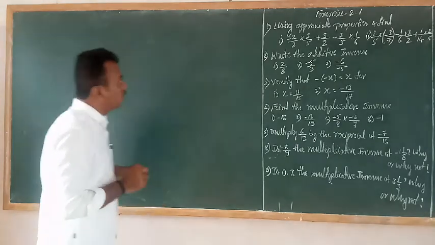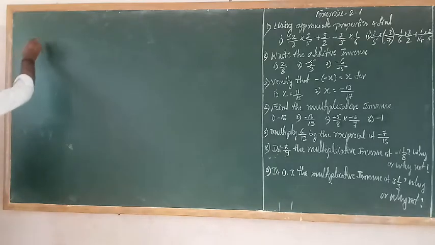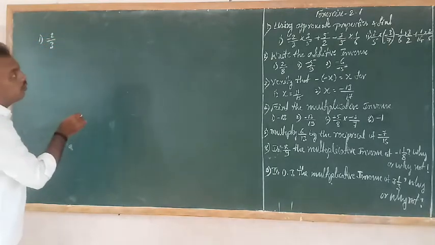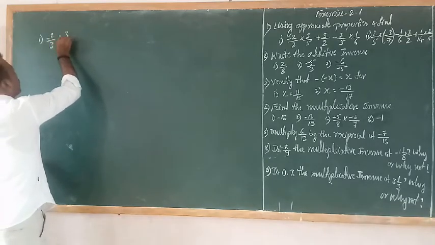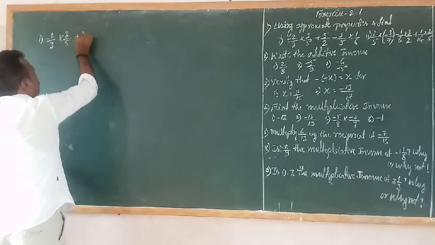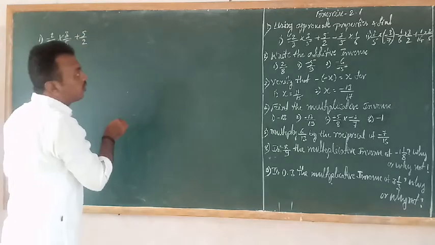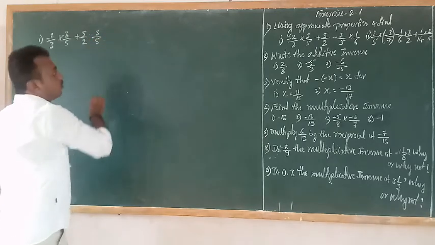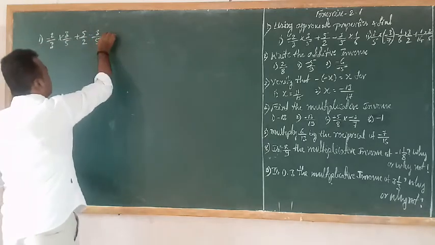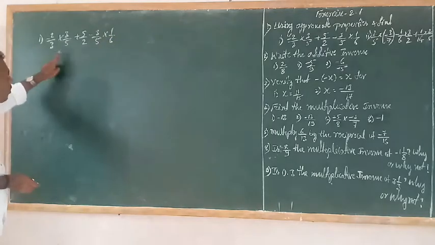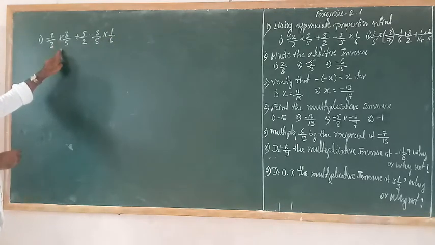See, the first question: I'll write down minus 2 by 3 into 3 by 5 plus 5 by 2 minus 3 by 5 into 1 by 6. Okay, so which property we are using, and find the answer.